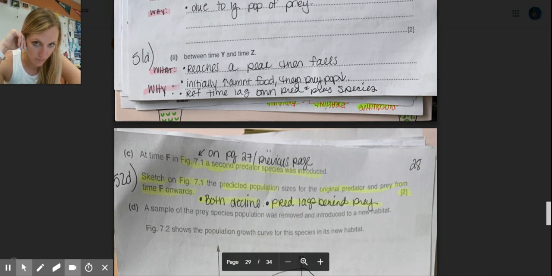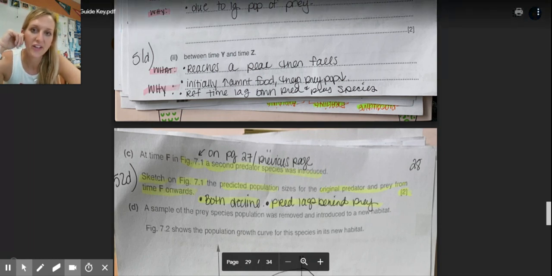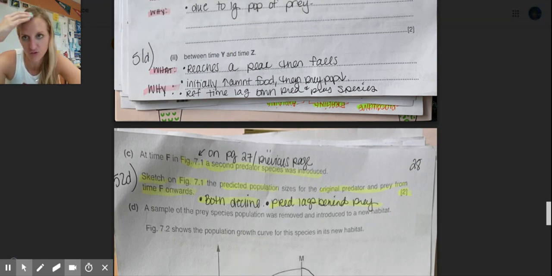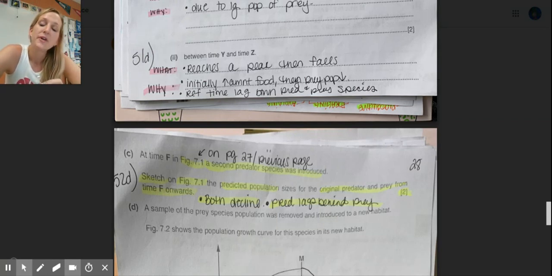It's 51. Okay, 52, 53 altogether. 52 says at time F, and that's on this back page, sketch the predicted population size of the original predator and prey from time F onwards. It says a second predator species was introduced. So what you want to show is that both populations will decline. The prey population is going to decline because now it has something else feeding off of it. Your predator population is going to decline because it's going to have competition now with another predator.